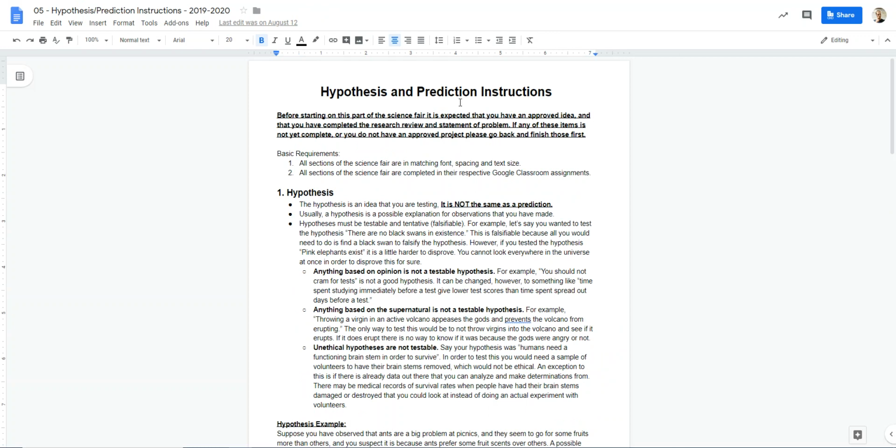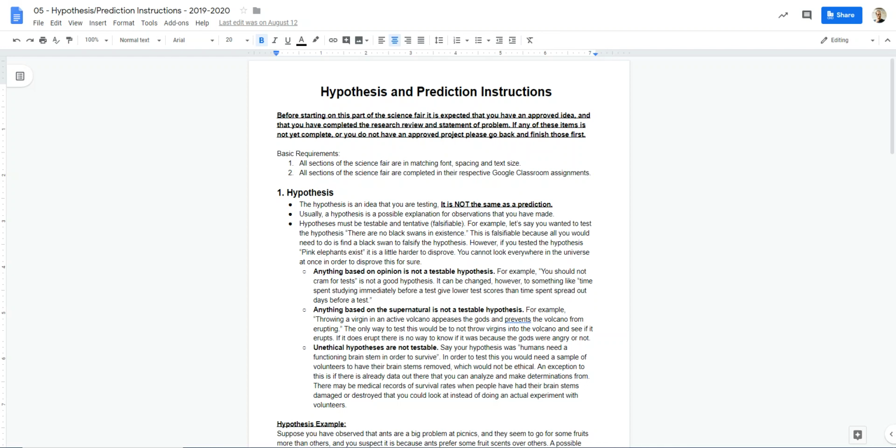For your hypothesis and your prediction, these are very short. Your hypothesis should be a sentence. Your prediction should be maybe 2 sentences, but most of yours will be a single sentence. So these two things together, if you have your experiment pretty well thought out, should take you just a couple of minutes to write out at the most. Let's talk about what needs to go in the hypothesis.